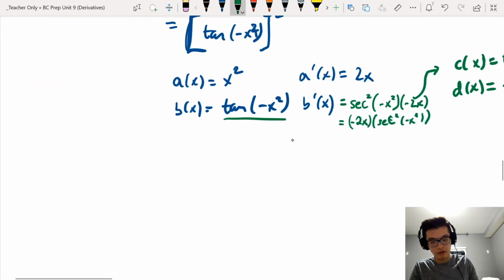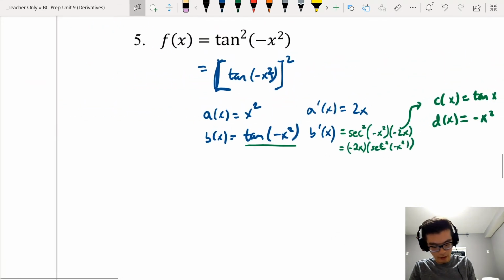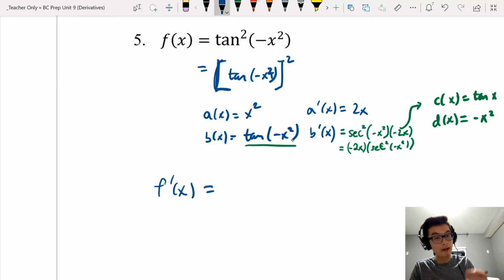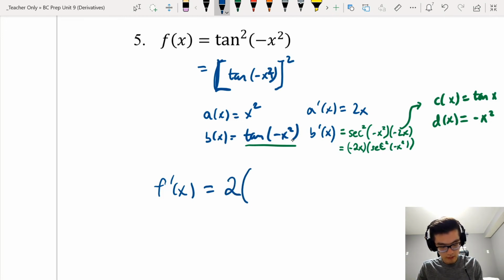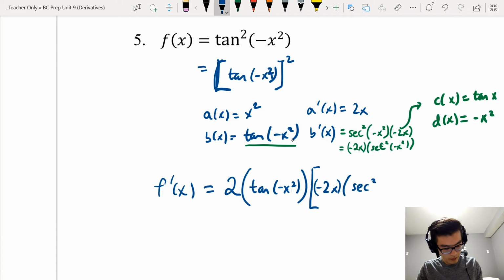Whew, okay, let's finally get this all together now. So finally, f prime of x is going to be equal to, we now go back to a and b because those are the original outside and inside functions, respectively. We take the outside function, a prime of x, of the inside function. So replace the x with tangent of negative x squared. Times b prime. So b prime we figured out was negative 2x times secant squared of negative x squared.